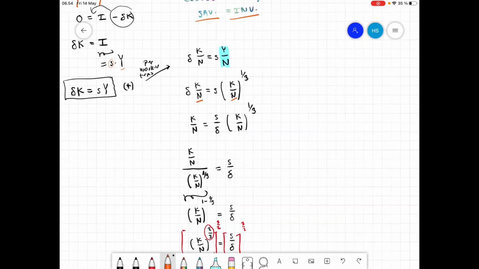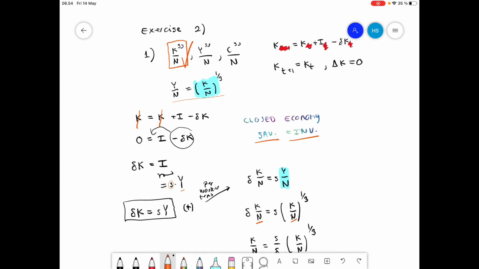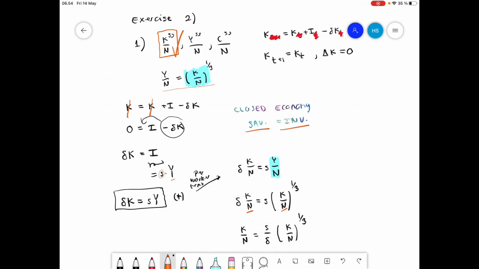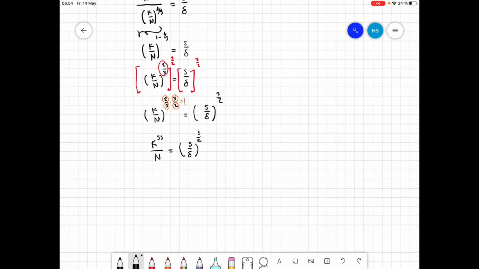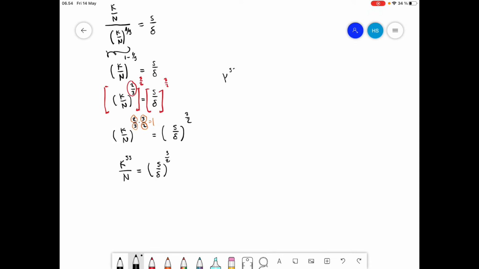Now we have the capital stock in steady state in per worker terms, we can easily compute the output in steady state in per worker terms and the consumption in steady state in per worker terms. The output in steady state in per worker terms is equal to the capital stock in steady state in per worker terms to the power of 1/3. So I plug in the exact value of the capital stock in steady state in per worker terms.